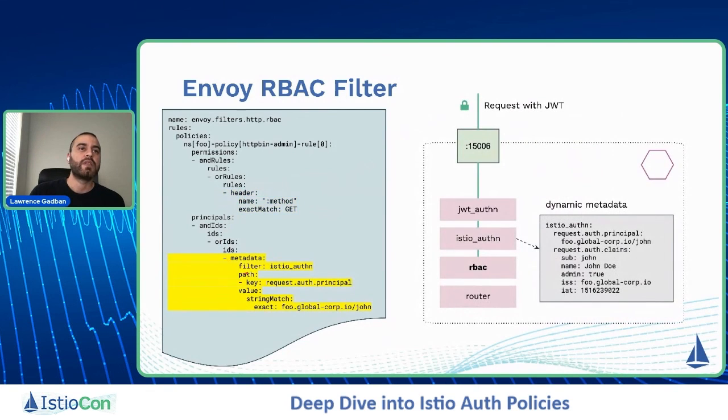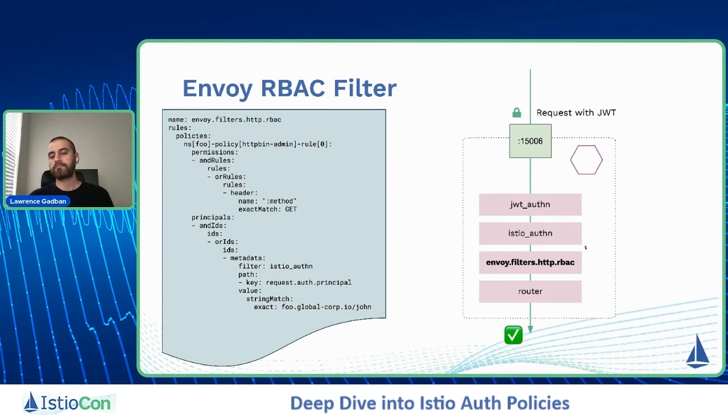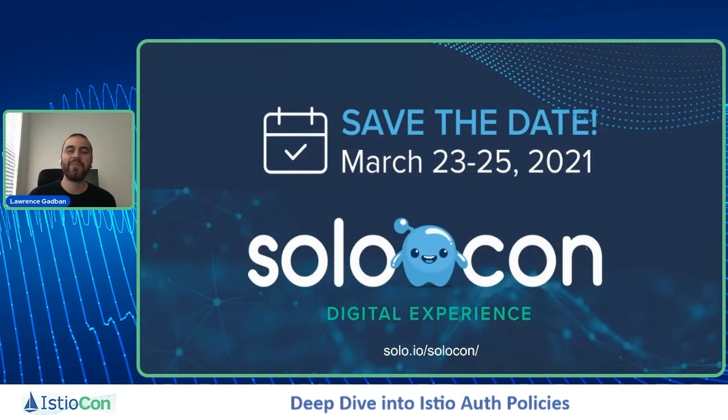Then the principal is going to look in our dynamic metadata in the Istio authentication filter, check the request auth principal key, and then check the value of it to make sure that it's the correct principal that we defined. Since in this case it is, that's in the metadata, and that's successful. And so the request will be allowed. So it's a quick journey.